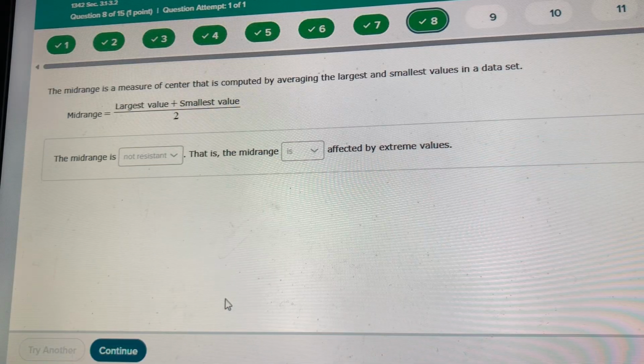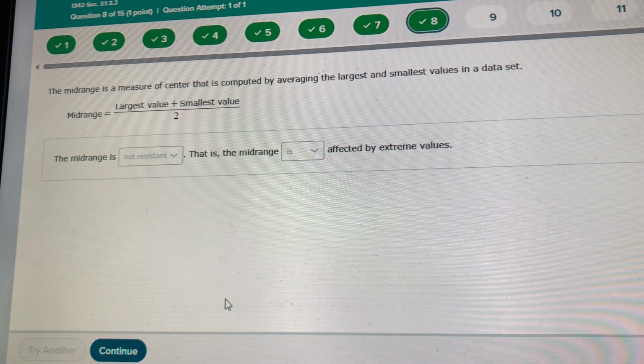Now, if a data set doesn't have any outliers, if you just have 1, 2, 3, 4, 5, then the mid-range is a good measure. But anytime there's outliers, they always happen at the largest and smallest values, so then this can be greatly affected by that.